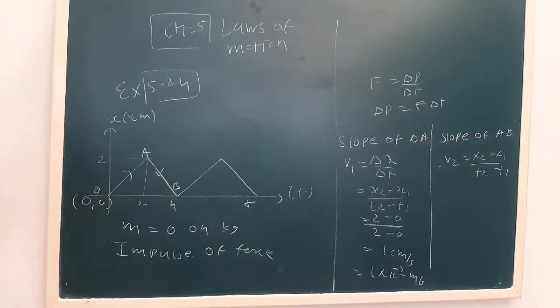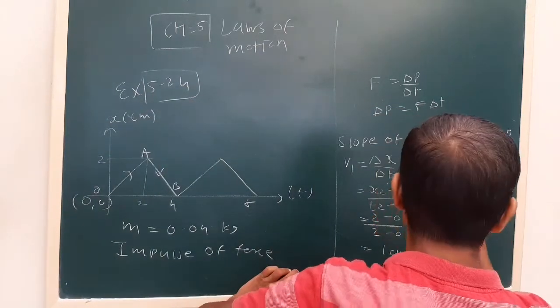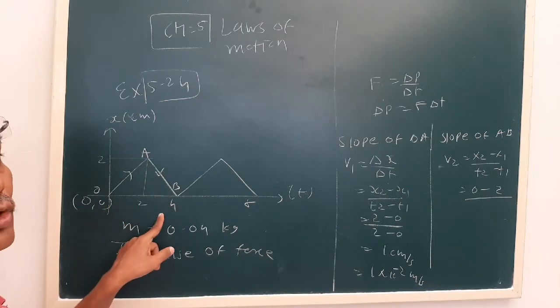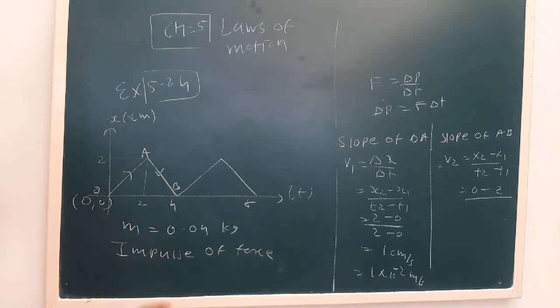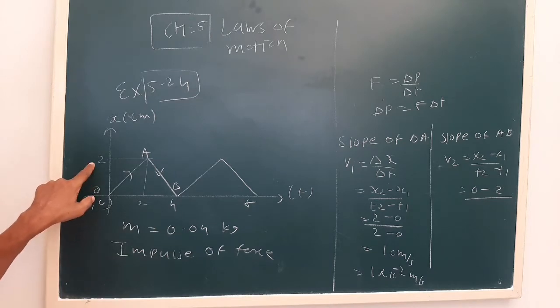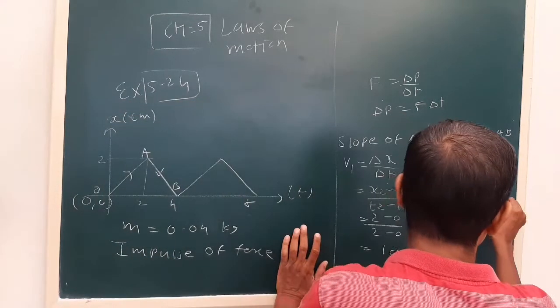Now see here the line is going downward, so the slope will be negative. It will be 0 minus 2 upon... see here it will be 0. Do not confuse with the value 4 here, this is time. Here x is a displacement, that is, the coordinate is 0. This is final, this is initial. Here this is final time and this is initial time, that will be 4 minus 2.